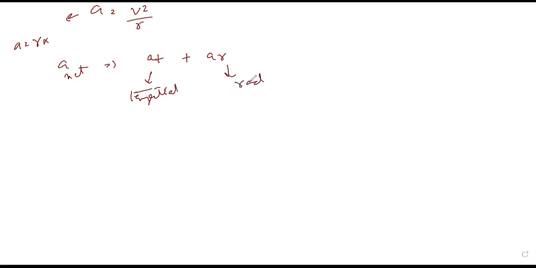Now we are going to derive another important relationship which says a equals v square over r. Before that, we will also discuss another relationship, which is a equals r alpha. Basically, the net acceleration has two components. The first is the tangential component and the other is the radial component of acceleration.